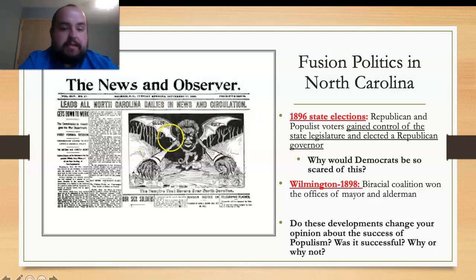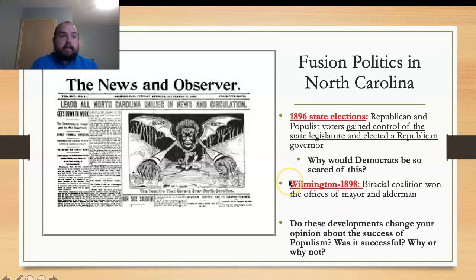Yeah, you can see again in this cartoon I posted right here, they're afraid of Negro rule. The Republicans and the populists were seen as being parties that supported black equality and, more importantly to them, black domination. This makes it seem like that's actually going to happen. Specifically, in Wilmington by 1898, a biracial coalition had actually won the offices of mayor and alderman in the city of Wilmington.